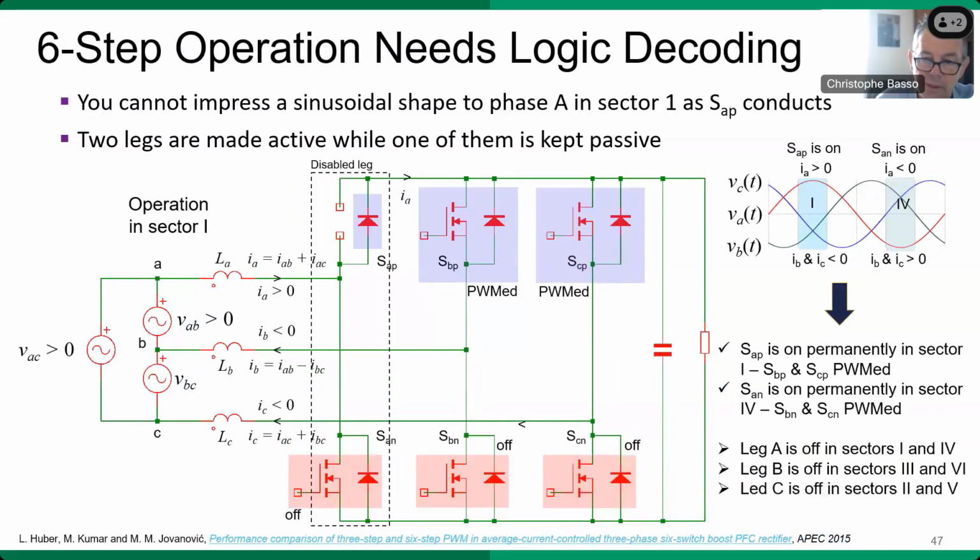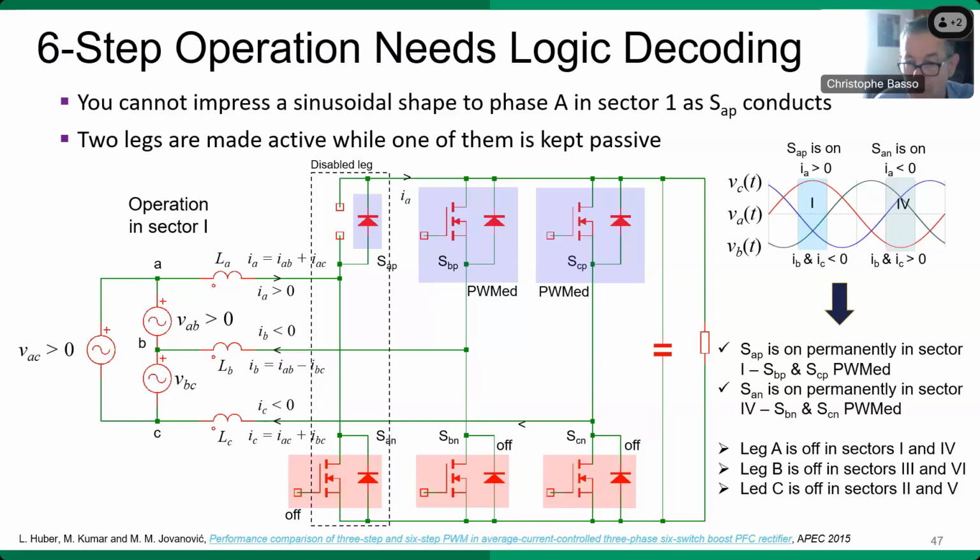If you look at the sinusoidal waveforms in the upper right corner, you see that in some sectors, one phase is positive while two are negative. And this is the same situation that we described in the slide that we've seen before. As a result, in sector 1, the body diode of SAP will permanently conduct, and you cannot control the current of phase A in this period of time because the diode is a short circuit. The same situation arises in sector 4, where the body diode of switch SAN will conduct, and you cannot control the current in this phase either.